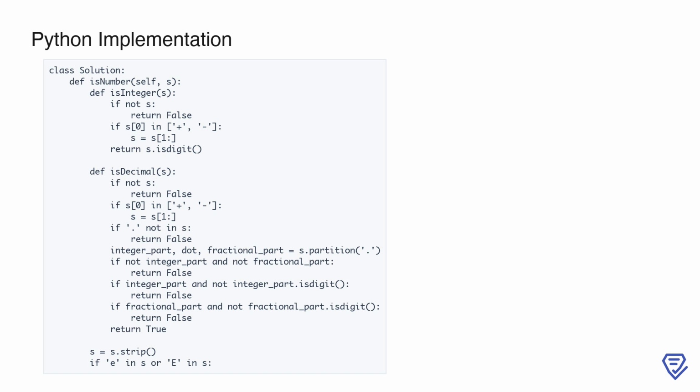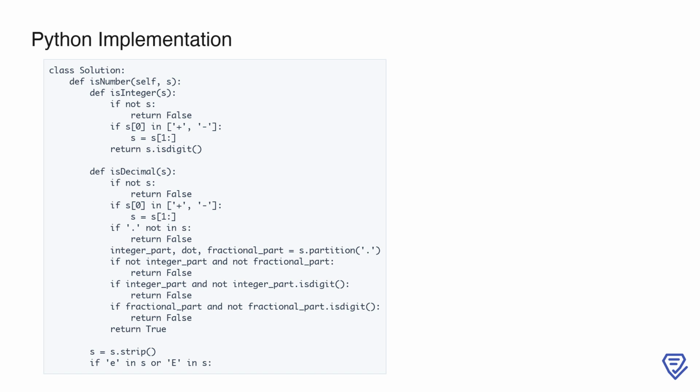Next, the isDecimal function determines if a string represents a valid decimal number. It first handles optional leading plus or dash signs, then checks if the string contains a decimal point. Using the partition method, the string is split into 3 parts: the integer part, the dot, and the fractional part. The function ensures that at least one of the integer or fractional parts is valid and consists only of digits, while allowing the other to be empty. If all these conditions are satisfied, it returns true.